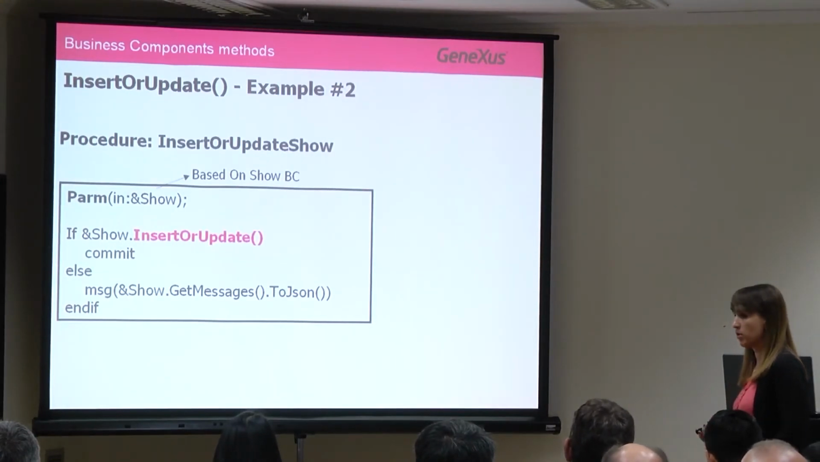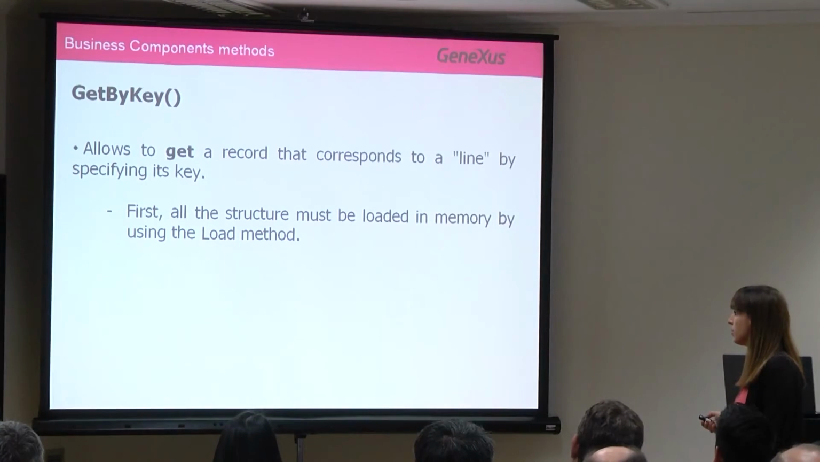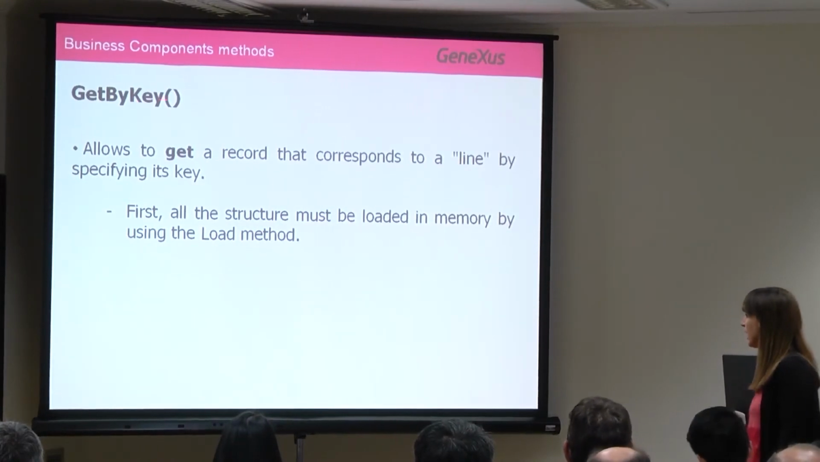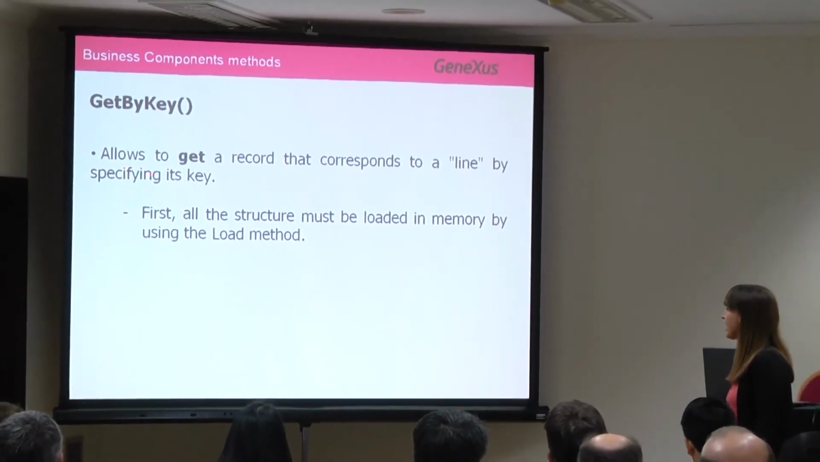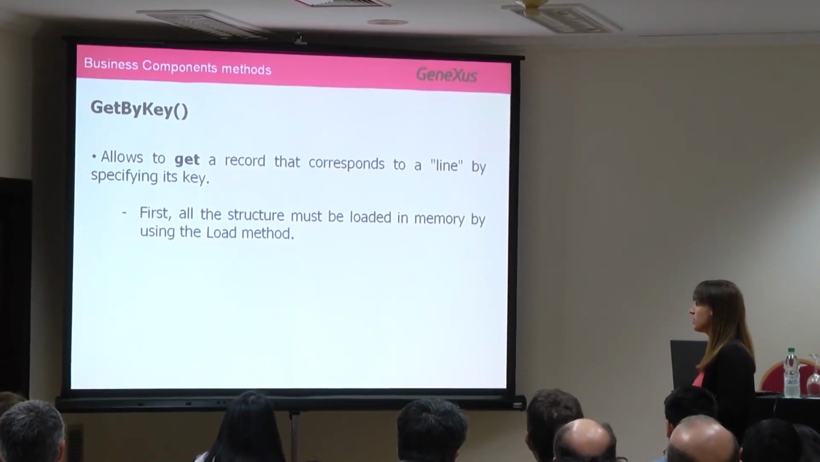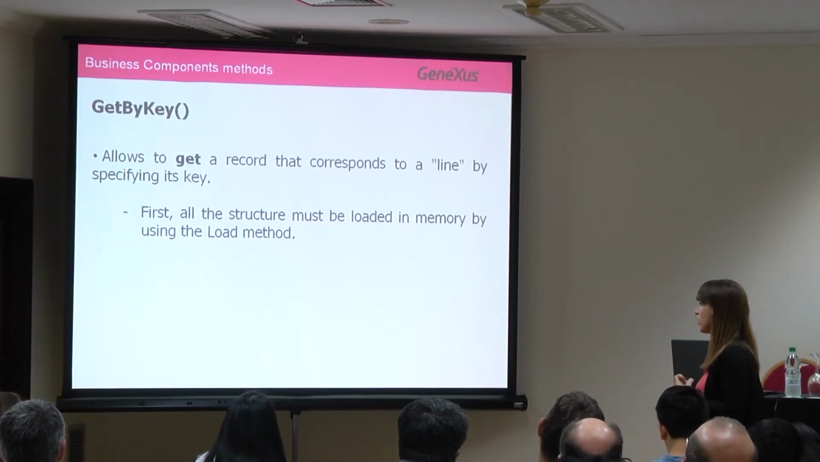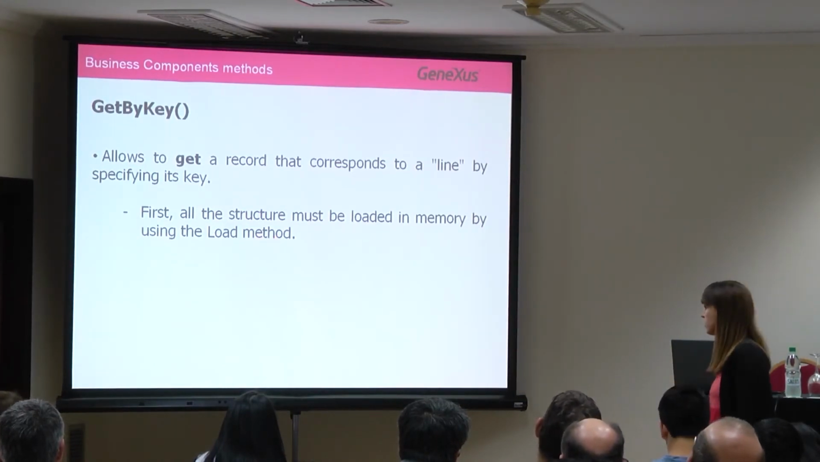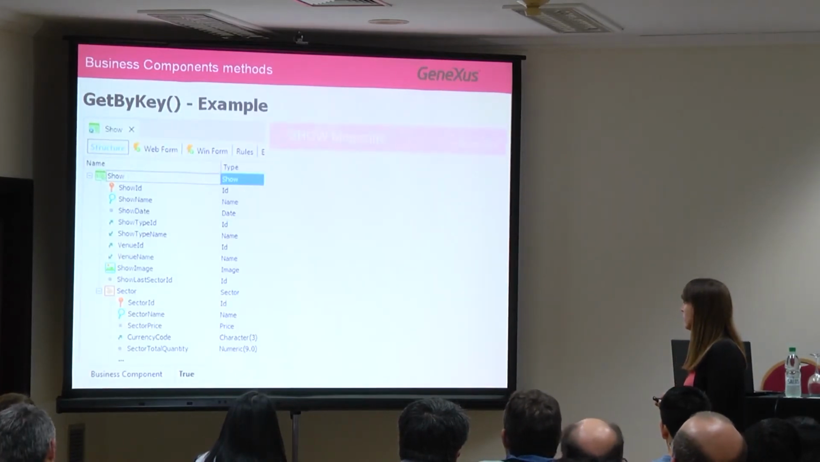And we can do it with insert or update, like the previous example. Now, let's look at the other methods that are to be applied to aligned levels. Get by key used to be more costly. It allows to get a record that corresponds to a line specifying its key. But first, the structure has to be loaded in the memory using the load method. Let's look at an example.